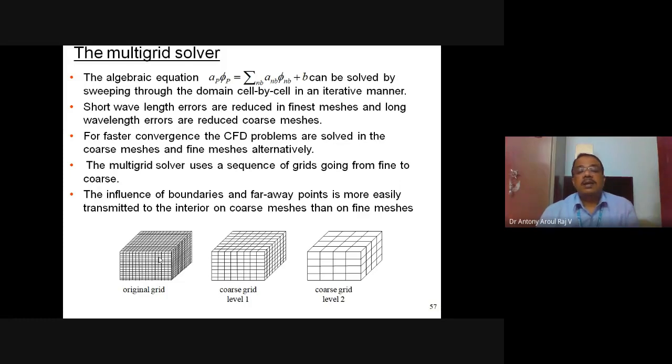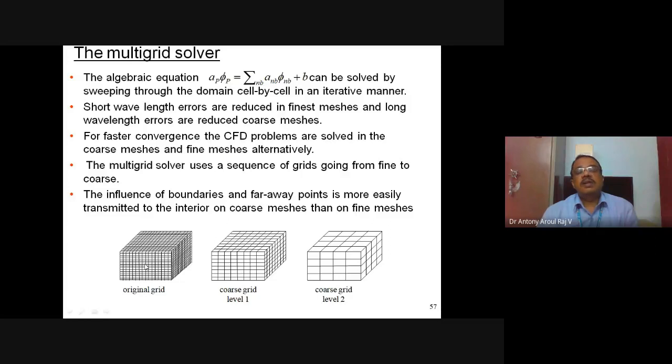Suppose I am not doing this and just go with the fine grid alone from the beginning to the end. What will happen? Whatever boundary conditions are there at the boundary surface of the domain will penetrate slowly into the full domain, into the volume.